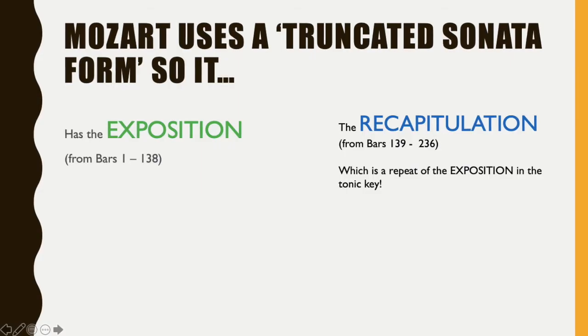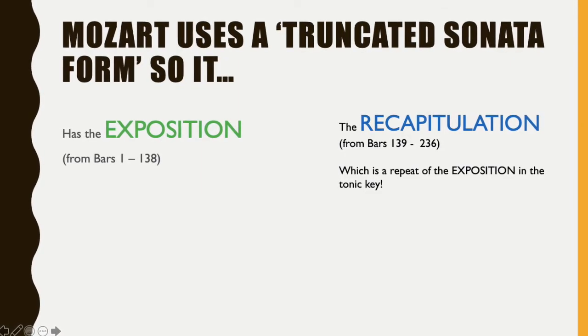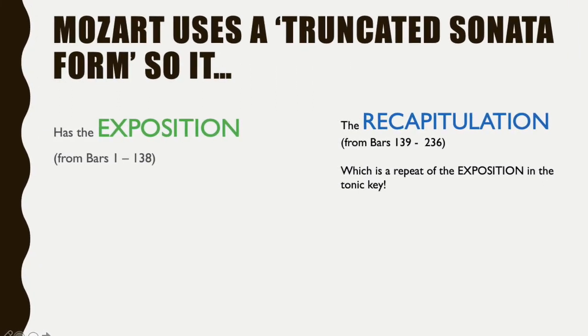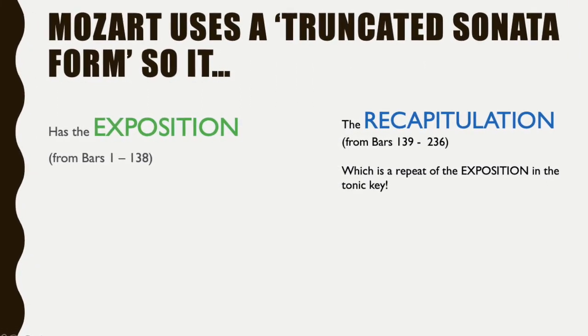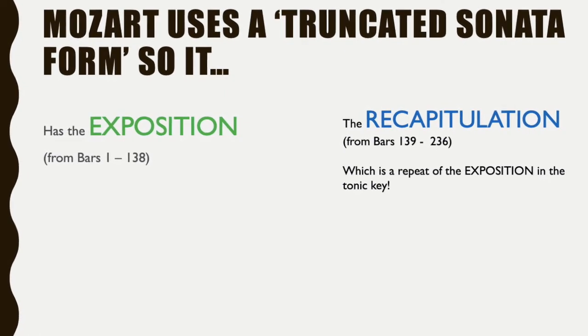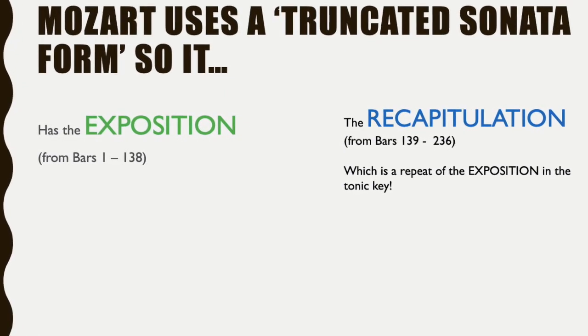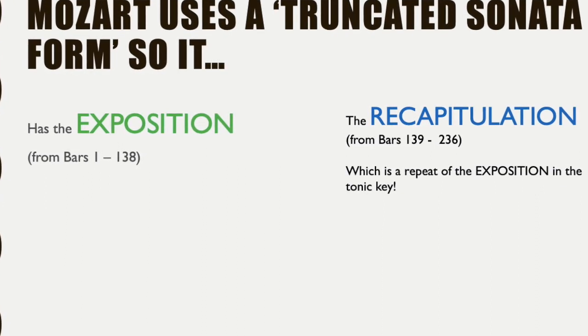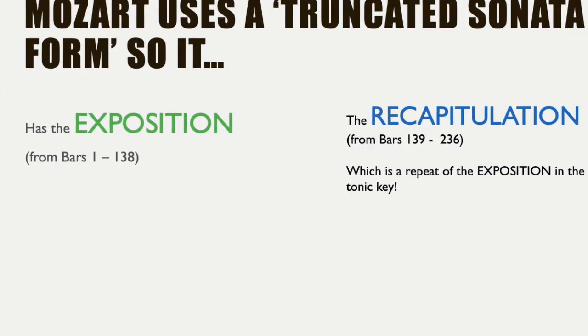That's very interesting. Mozart uses a truncated sonata form, so it has the exposition and the recapitulation, but misses out the development section entirely. This is not uncommon in overtures that use the sonata form, and considering the pace of this music, perhaps Mozart was simply in a hurry to get his opera started.